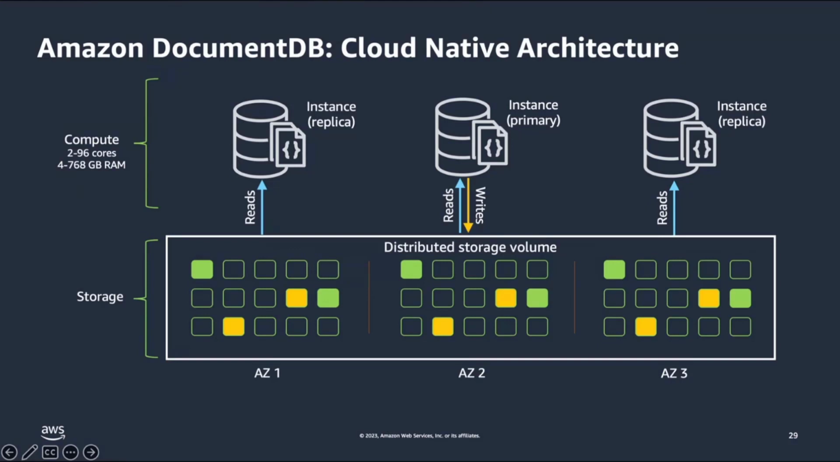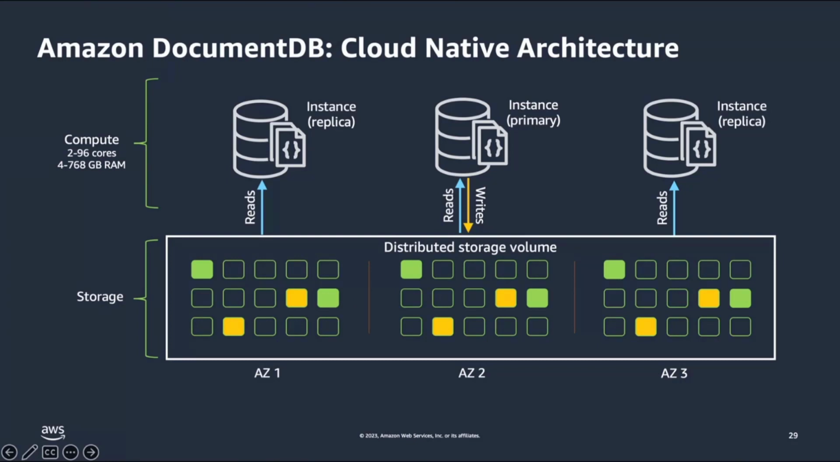There's always a single primary instance, like you see here on the slide. This primary instance handles all of the updates or writes, but it can also be used for reads if you need immediate consistency in your applications. But the best practice is to use the read replicas, which provide eventual consistency, but you can scale those out to up to 15 replica instances to handle that read traffic.